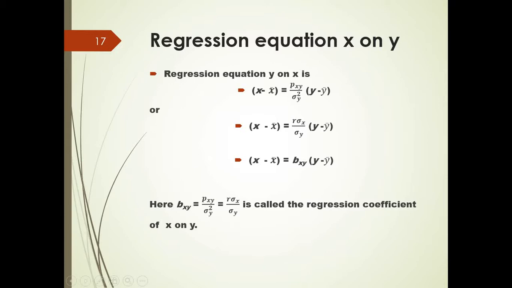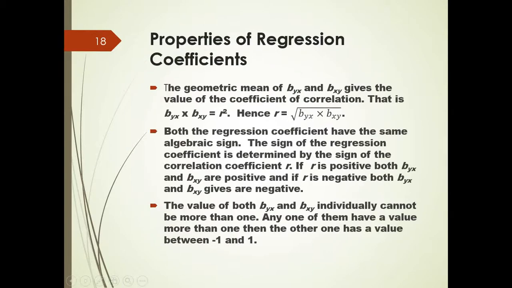Here r is repeated, with sigma y in the numerator and sigma x in the bottom. So this sigma y and this sigma y, sigma x and sigma x get cancelled, and one r remains here. The other r of the byx is there. So if you multiply both, you get r squared. So bxy into byx is r squared, or r equals root of byx into bxy.